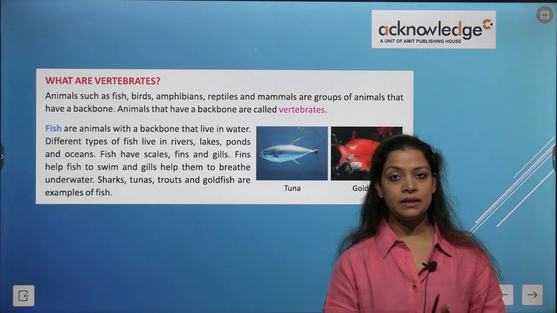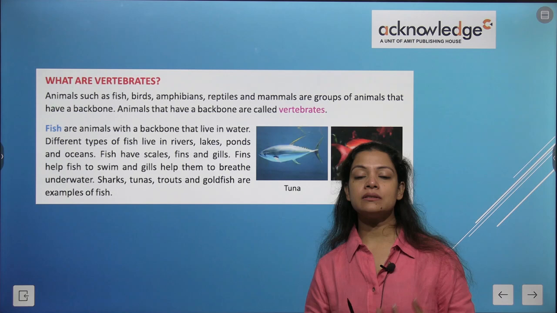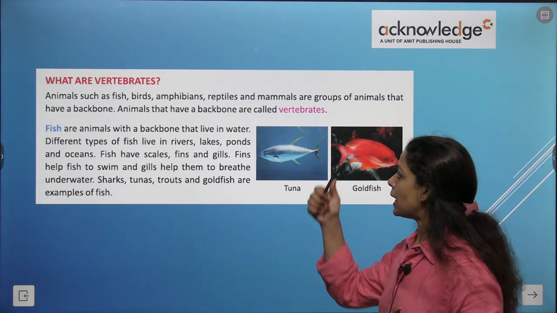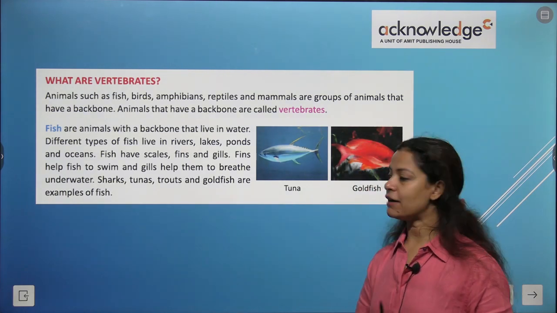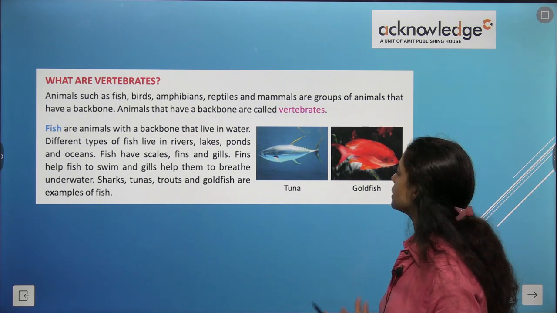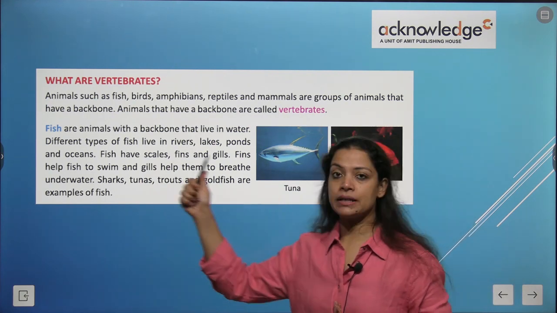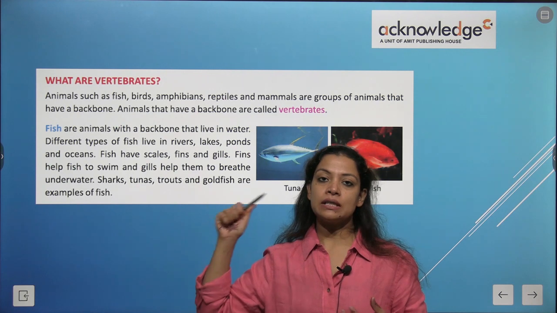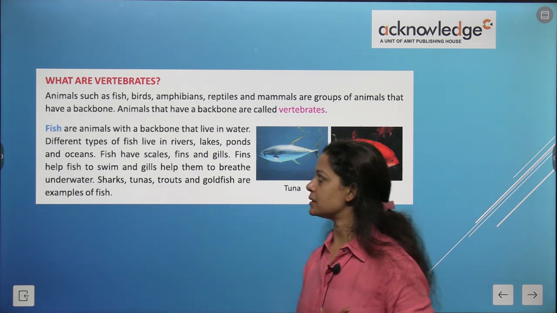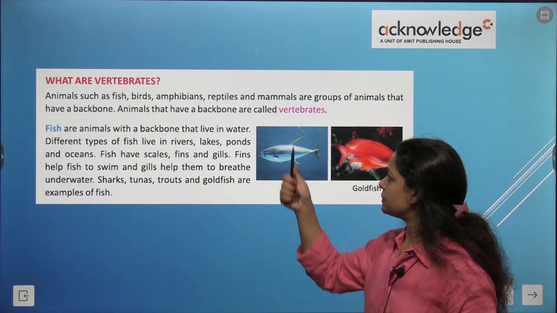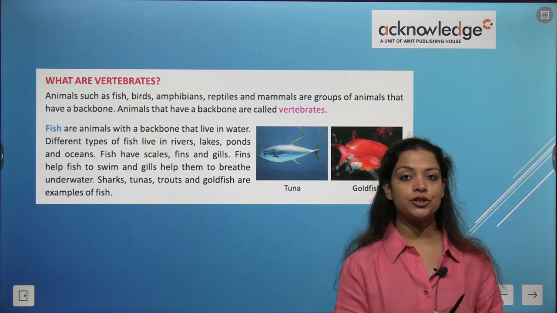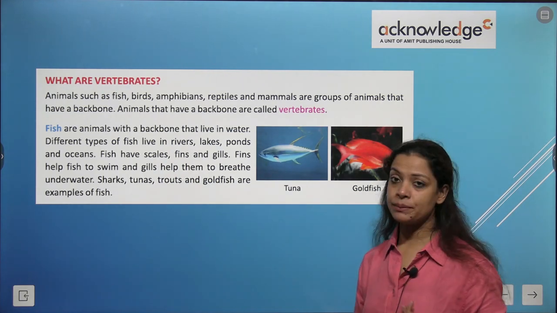What are vertebrates now? So vertebrates are animals having backbones. So animals like fish, birds, amphibians, reptiles, mammals, they are a group of animals which carry a backbone. तो इस तरह के एनिमल्स को हम वर्टिब्रेट्स कहते हैं. So these animals are vertebrates and the examples are fish, birds, amphibians, mammals, reptiles.